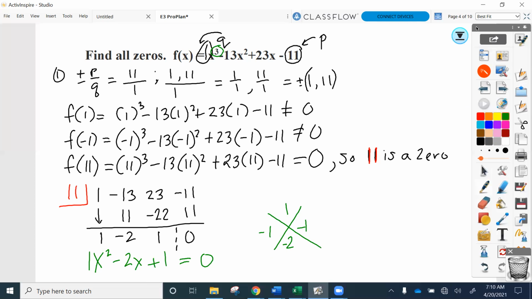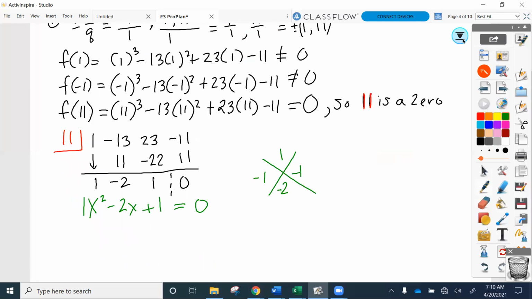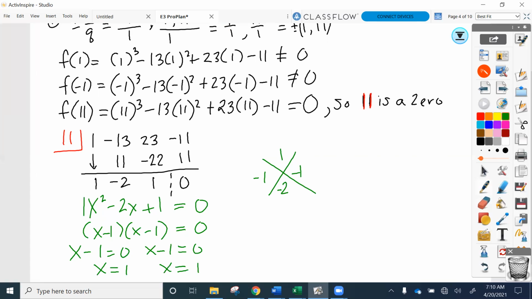Therefore, you can factor this like x minus 1 times x minus 1. Now we set each factor equal to 0 and solve. And you'll get x is equal to 1 in both cases, which means this is what we call a double root since it occurs twice. So you don't list double roots when you're listing your final answer. You're not going to list it.